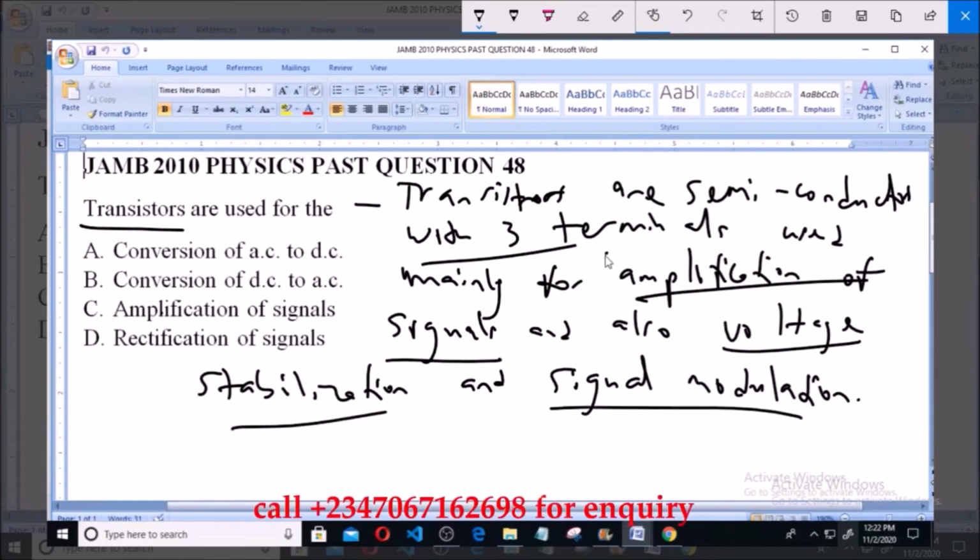So one of the ones we listed is amplification of signals, and amplification of signals is option C. So that is a function of transistors. So C, amplification of signals, is the correct answer to this question.